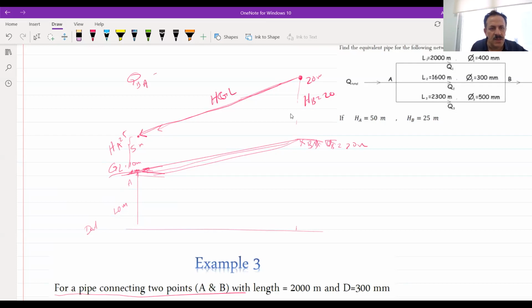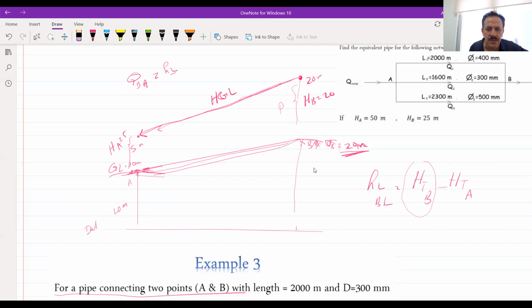Now, how much is the head loss? The head loss from B to A is the total head of B minus the total head of A. You remember from fluid mechanics that the head is equal to the pressure head plus the ground level. Now, we have the ground level of B is 20 meters.